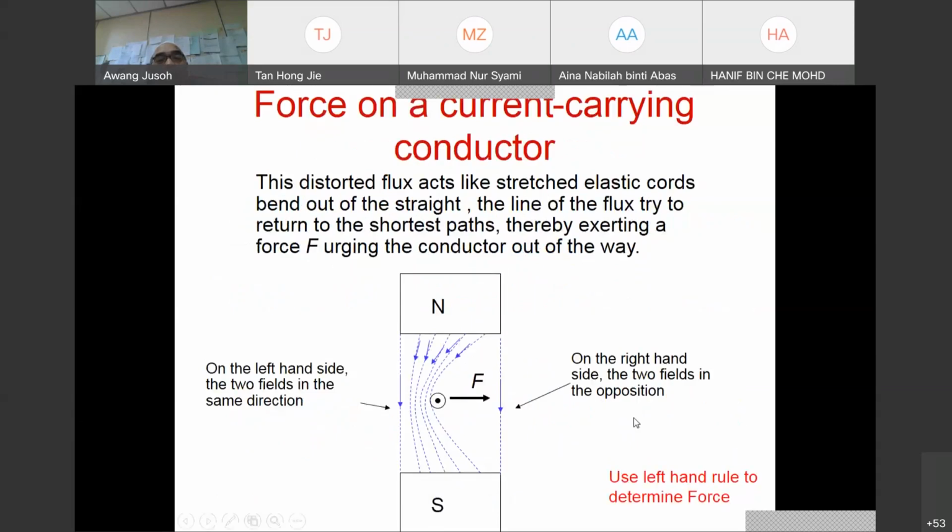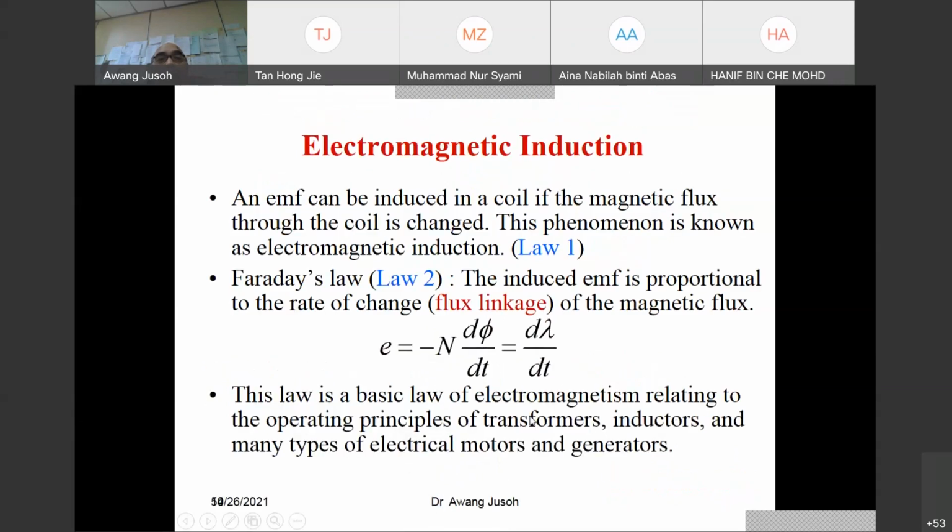Just the theory: whenever we put a conductor carrying current, it will experience force. That's proven there. All right, now we move to what is electromagnetic induction. This is very important for you to know as an electrical engineer. The first law states that an EMF, electromagnetic force, can be induced in a coil if the magnetic flux through it changes. This phenomenon is known as electromagnetic induction. That's the first law.